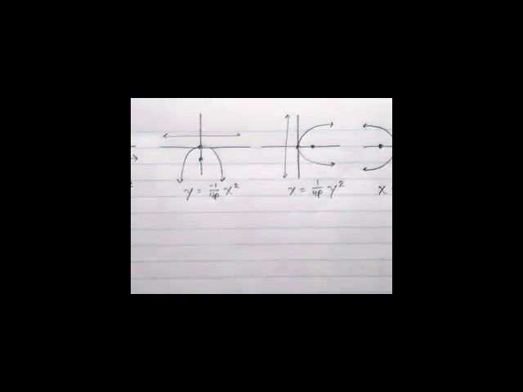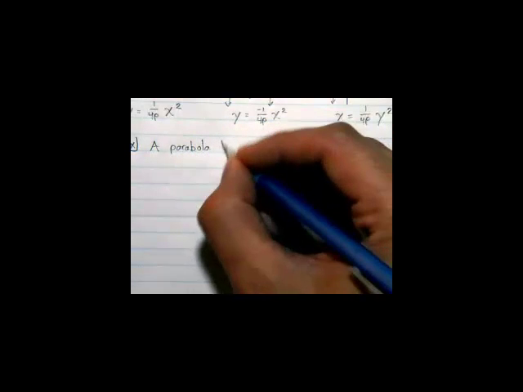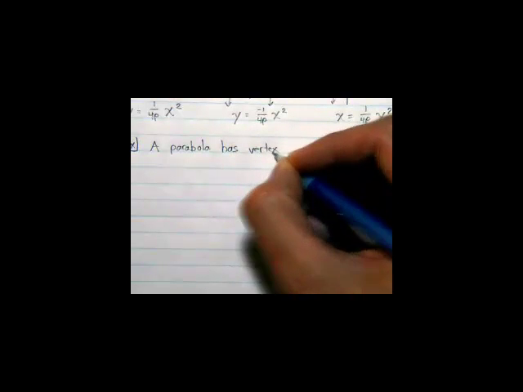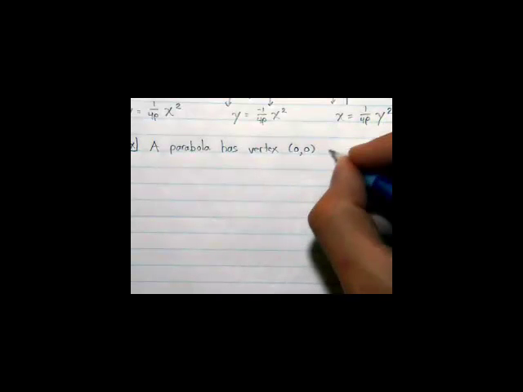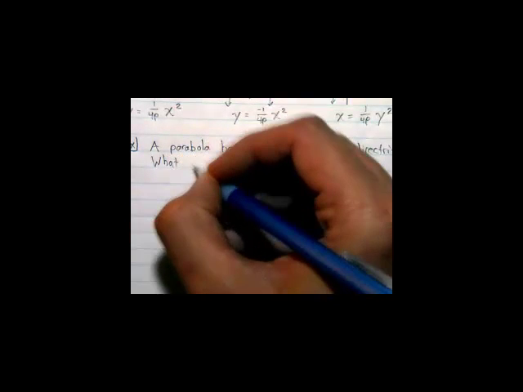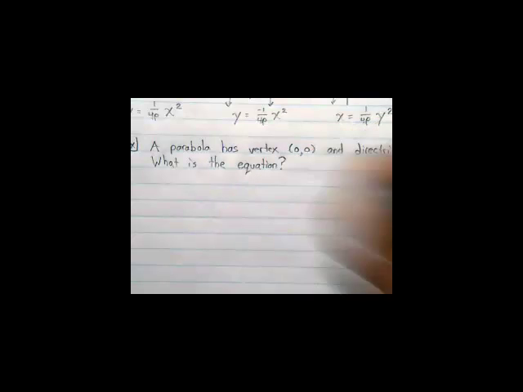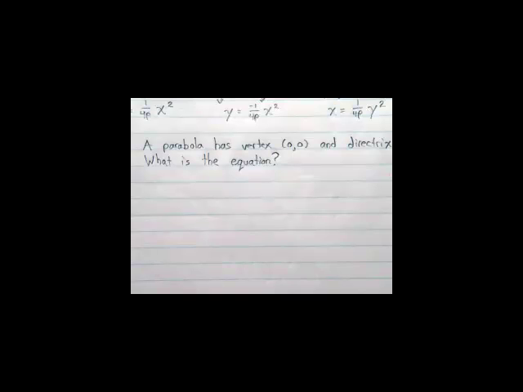All right. So let's see if we can work with one of these new ones, the left or the right parabola. So a parabola, again, has vertex 0, 0, and directrix x equals 7. What is the equation? So now, the information that we're going to want to use for this is what's p, again, but also, based on the information, what direction does it open?